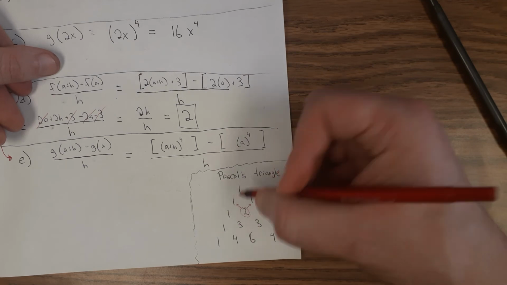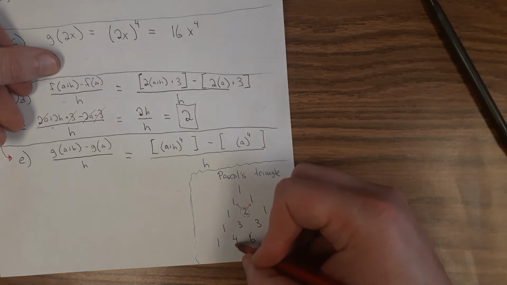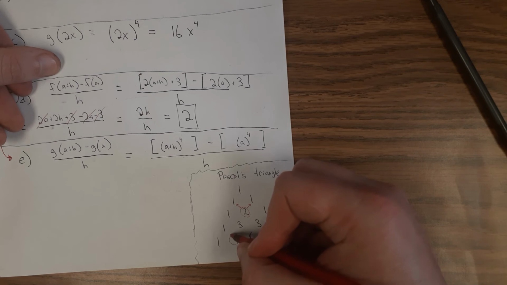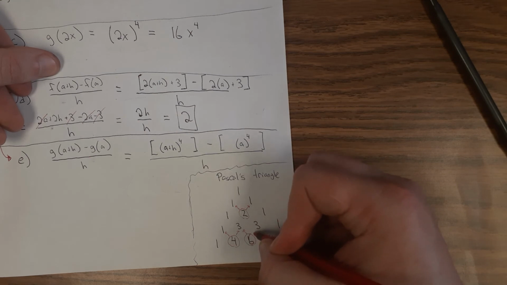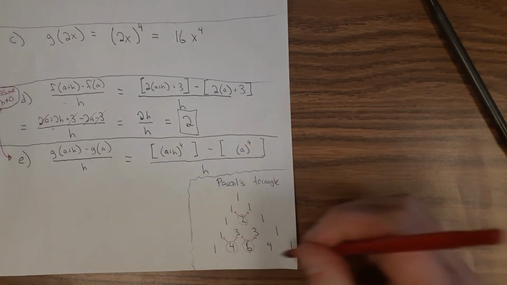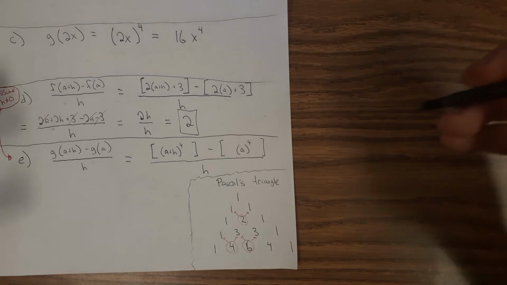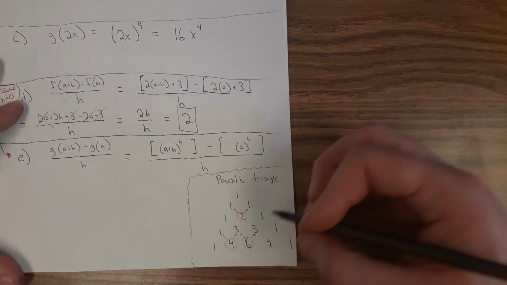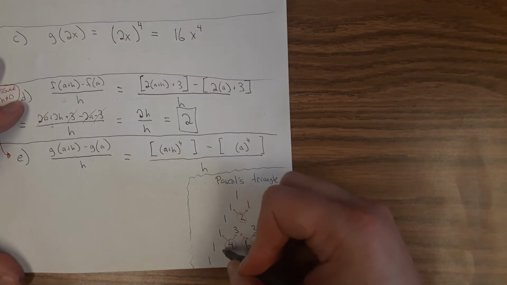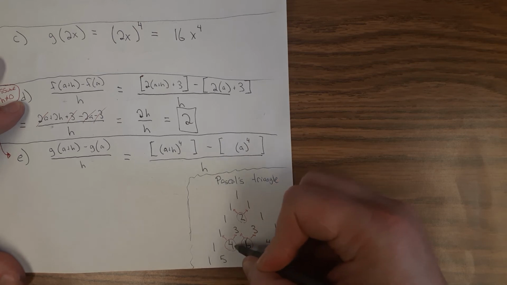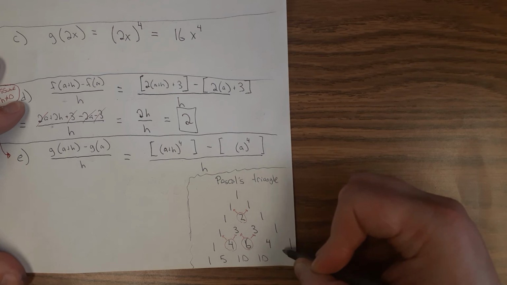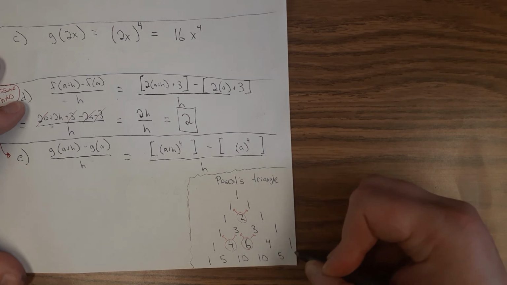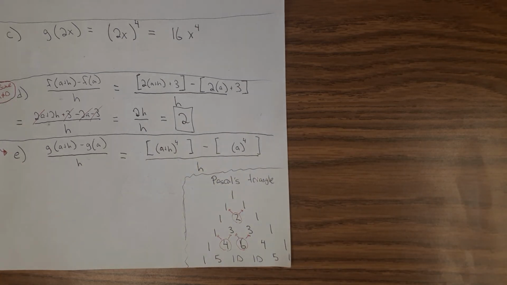So 1 plus 1 is 2. What else? To get the 4, I did 1 plus 3 is 4. To get the 6, I did 3 plus 3 is 6. So that's how you calculate these. So I can do another row. I guess I'm kind of running out of space here, but I can go 1, this would be 5, this would be 10, this would be 10, this would be 5, and then a 1.